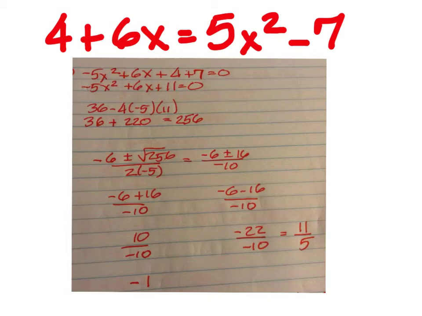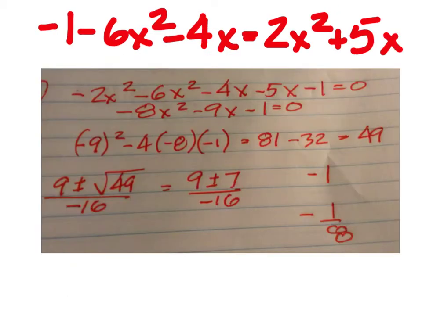You have to put it in the right form, so it's negative 5x squared plus 6x plus 11 equals 0. Notice that you had to bring that and that over to the left. The discriminant, conveniently, is 256. That is a perfect square of 16. So if you do negative 6 plus 16 over negative 10 and negative 6 minus 16 over negative 10, you should get 10 over negative 10, which is negative 1, and negative 22 over negative 10, which is 11 over 5.